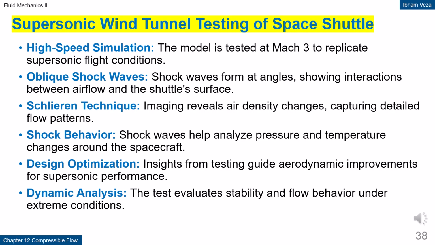Supersonic wind tunnel testing of space shuttle conditions. At Mach 3, various oblique shock waves form around the model. The Schlieren technique allows visualization of air density changes. From these results, pressure and temperature distributions can be analyzed. Such data is very important for aerodynamic design optimization.